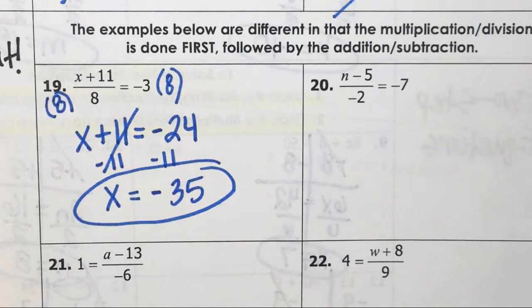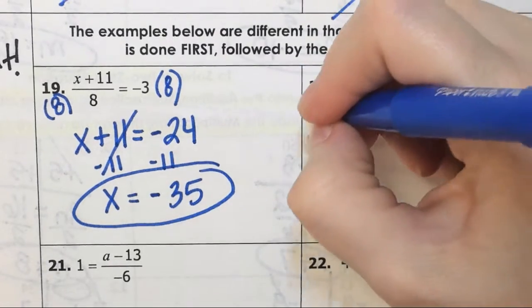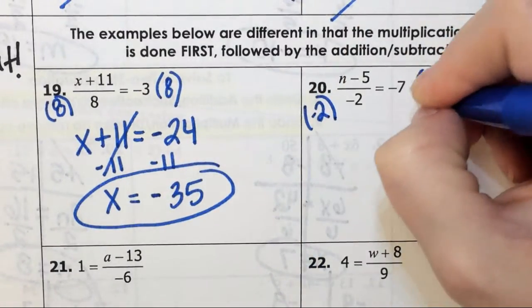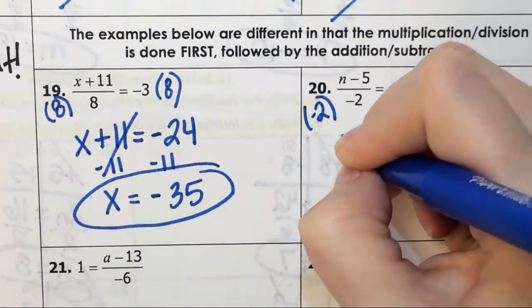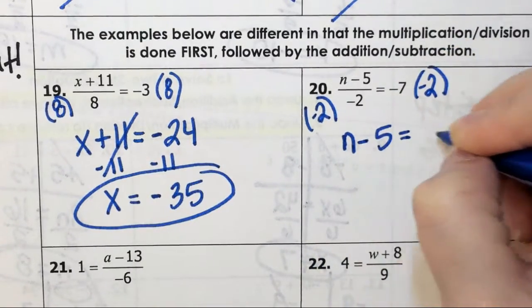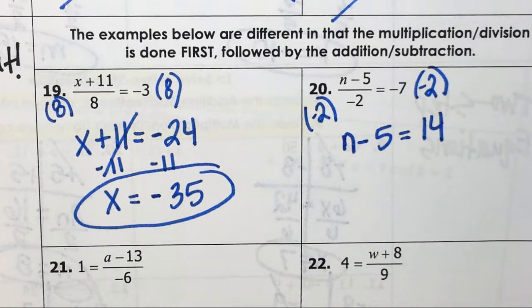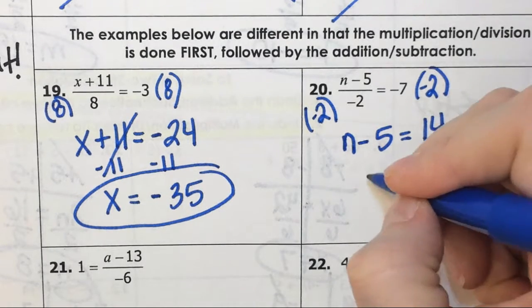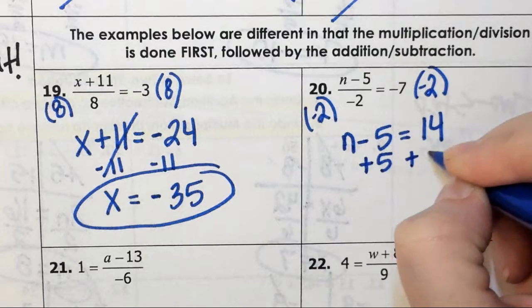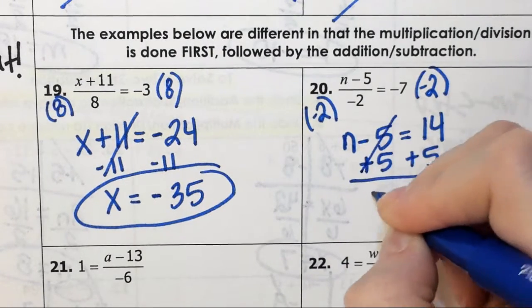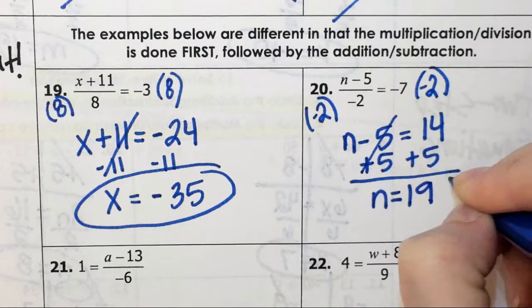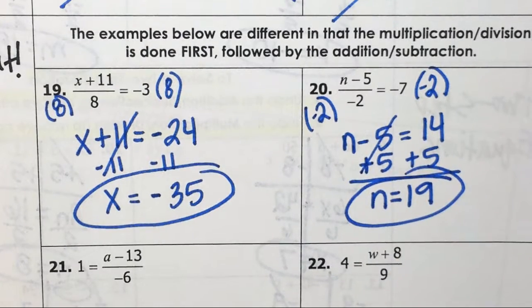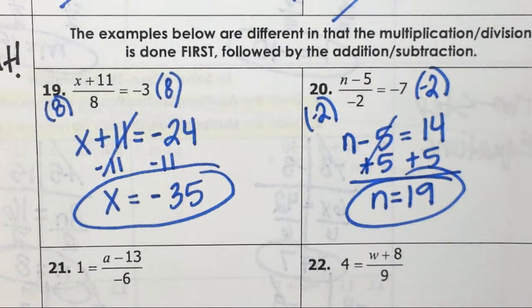Alright, let's do 20 together as well. What's my first step on 20? Good. So I have n minus 5 is equal to 14. So now from there, I add 5. N equals 19. Yes. Alright, do those last two on your own, 21 and 22.